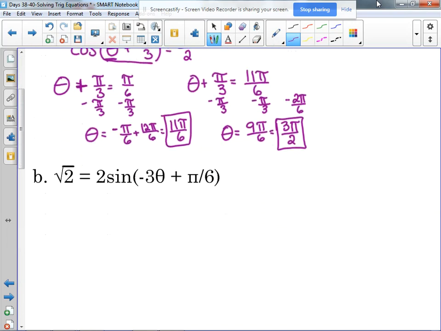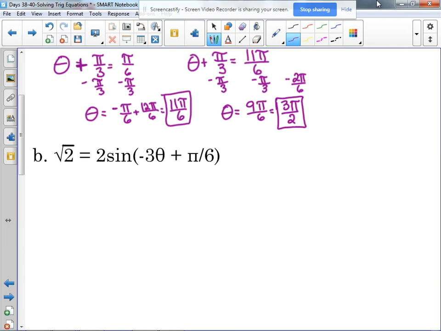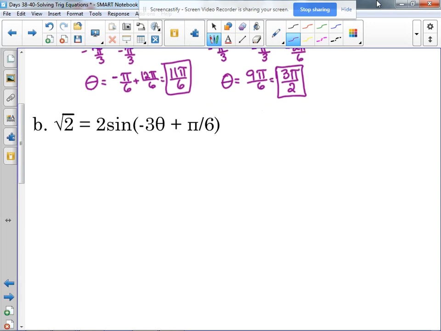Okay, look at another one. Square root of 2 is equal to 2 sine of negative 3 theta plus pi over 6.